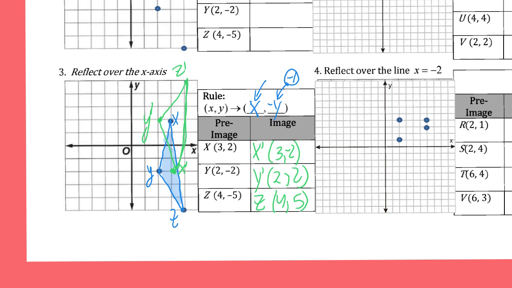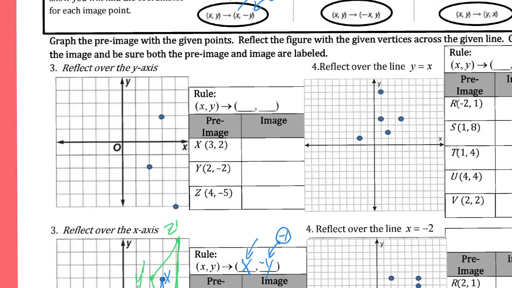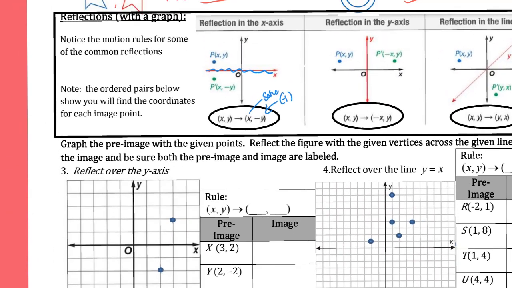Okay, and normally you make a dotted line on the axis of reflection. So if you look up at the top, that's pretty common to say, let's reflect a graph across the x-axis and then also across the y-axis. So pretty basic things to reflect across.